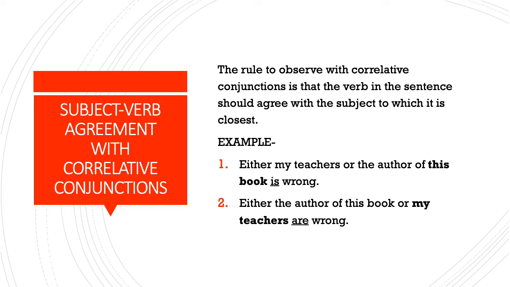So through these two sentences, I am sure it is clear to you. Either my teachers or the author of this book is wrong. Author is a singular subject, hence it has taken a singular verb. And either the author of this book or my teachers are wrong. My teachers is closest to the verb. My teachers is plural, hence the verb is also plural. Clear?